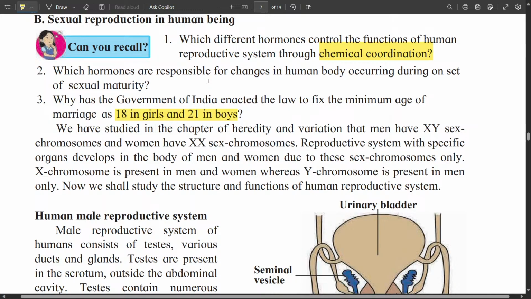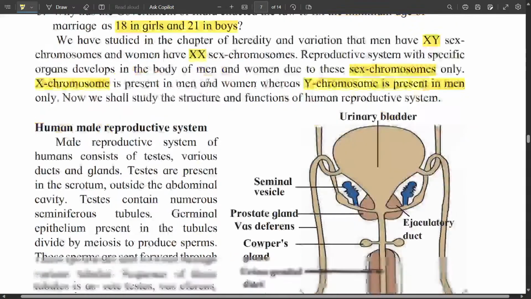We have studied in the chapter of heredity and variation that men have XY sex chromosomes whereas women have XX sex chromosomes. Reproductive system with specific organs develops in the body of men and women due to these sex chromosomes. X chromosome is present in men and women both, whereas Y chromosome is present only in men. Now we shall study the structure and functions of the human reproductive system.